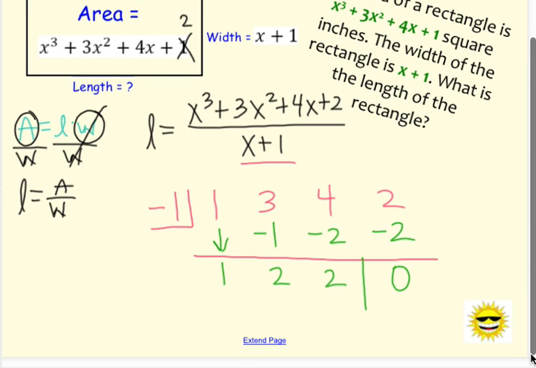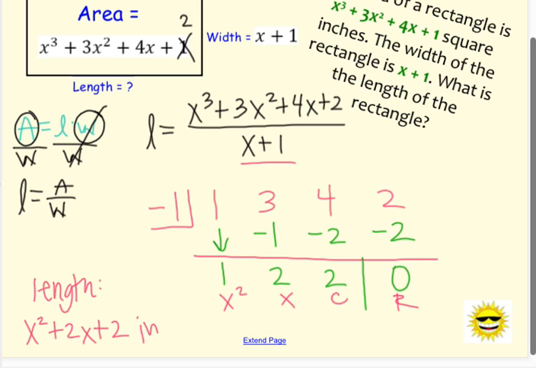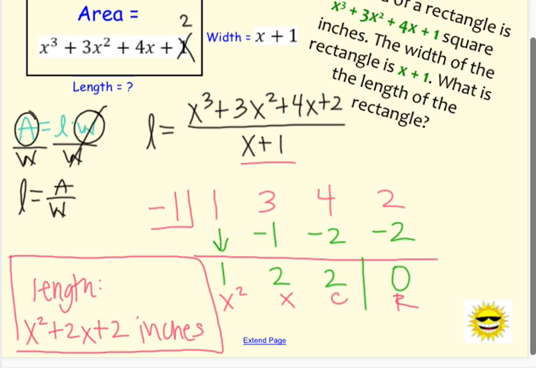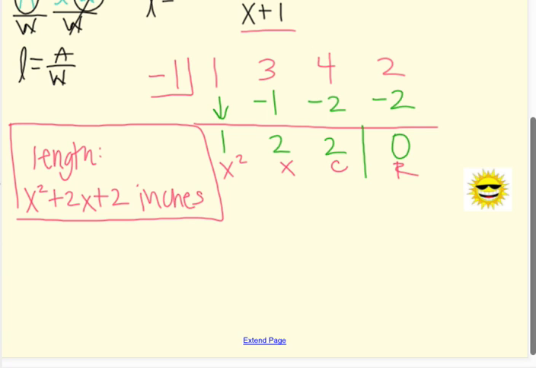So my solution for this is my remainder, this is my constant, this is x squared. We were trying to find the length, and so the length is x squared plus 2x plus 2, and the label on this is in inches. There's my representation for the length. And we have one last example.